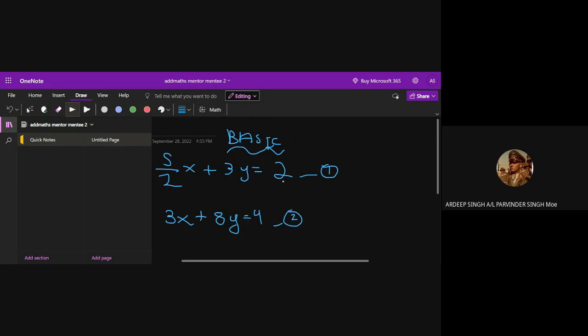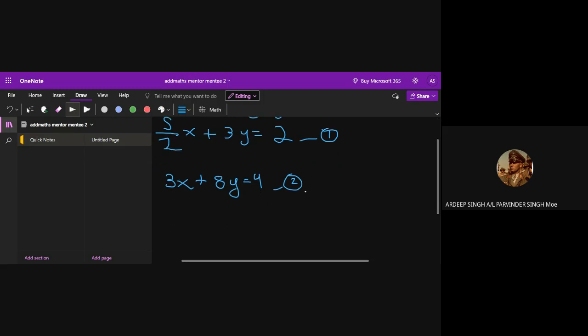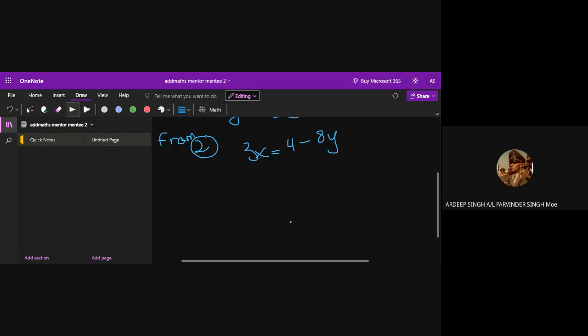Alright, now first we'll name the equations. The first one will be the one on top, and the second one will be the one below. Which one will be easier for me to make into an equation? The second equation. From equation 2, 3x equals 4 minus 8y. We want a single variable, so x equals 4 minus 8y over 3.